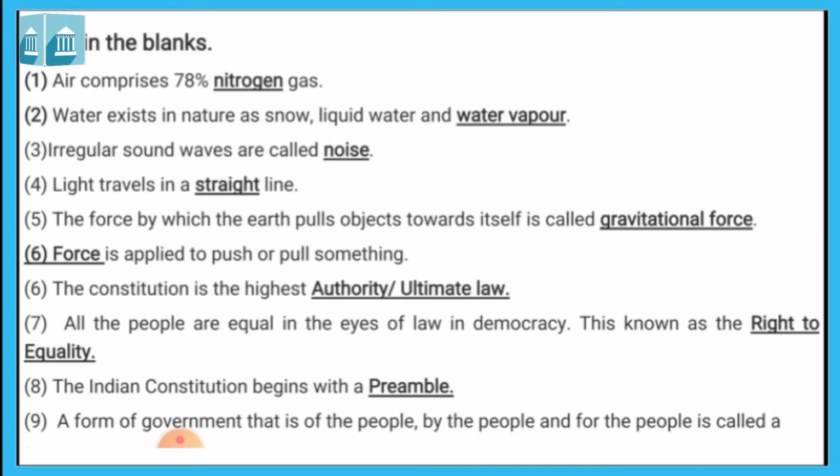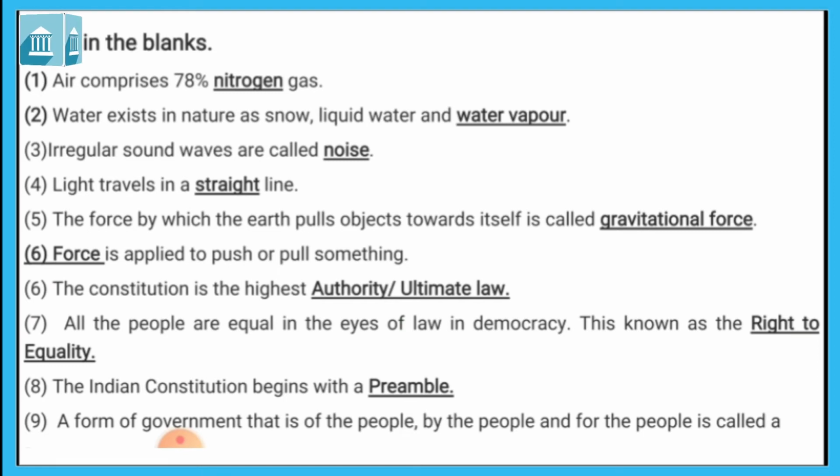It is a gravitational force. So, the force by which the earth pulls the object towards itself is called gravitational force. 6. Dash is applied to push or pull something.